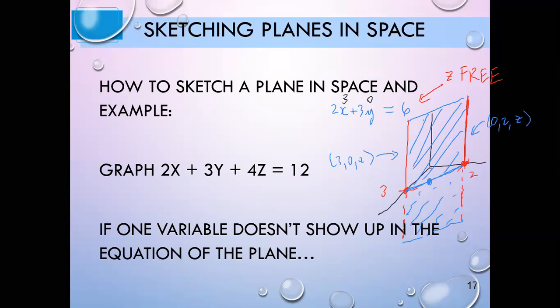Hopefully. Okay. So that's what's going on if you happen to be missing a variable. That just means that that variable is free, and so it can just go wild while the other things are bound to the equation itself. Okay. Any questions on that? I think that's kind of neat to think about.